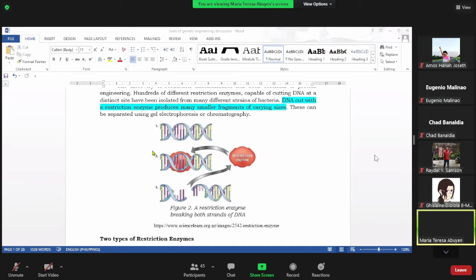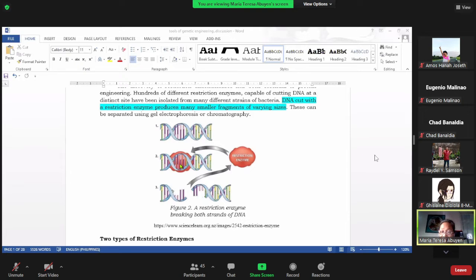Okay, so this is how the restriction enzyme cuts a certain segment of a DNA molecule. Let's take, for example, this one. This was cut by a certain restriction enzyme. So it cut the DNA apart, and this is now the result. From 1, the DNA now becomes 2.